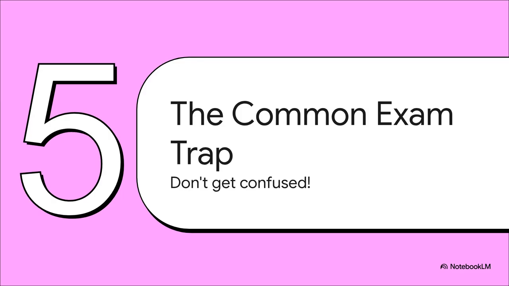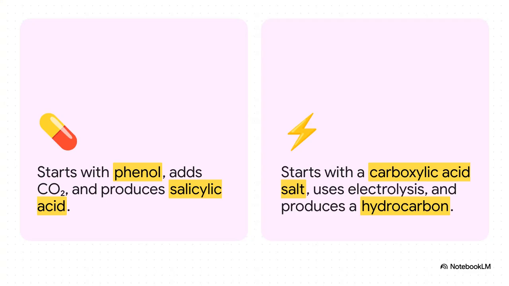Okay, now for anyone out there studying chemistry, you're gonna want to listen up for a second. There is a classic exam question that is designed to trip you up, and it involves another reaction with Kolbe's name on it. The difference is really stark when you look at them side by side. Our reaction, the Kolbe-Schmidt reaction, starts with phenol and makes salicylic acid. Simple. Kolbe electrolysis, on the other hand, is a completely different beast. It starts with a carboxylic acid salt, it uses electricity, and it creates a hydrocarbon. So same name, but a totally different process and a totally different outcome. Don't fall for that trap.